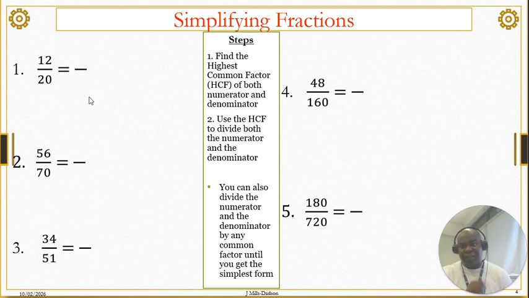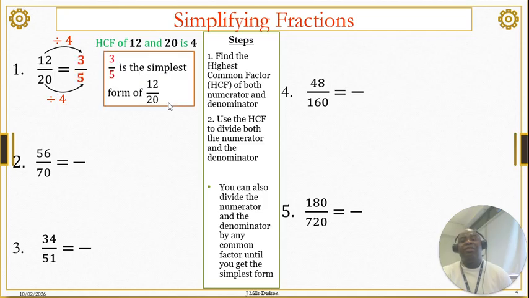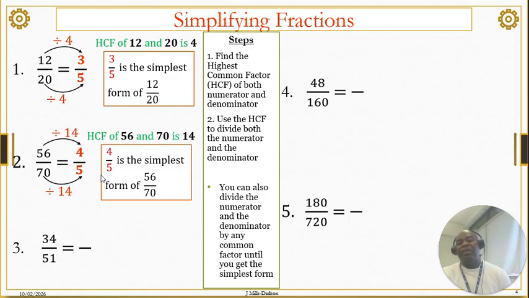So let's look at the first example. Highest common factor of 12 and 20 is 4. So we divide both 12 and 20 by 4, and we then get 3 over 5. So we say 3 over 5 is the simplest form of 12 over 20. Example 2. HCF of 56 and 70 is 14. So we divide both numbers by 14. We end up with 4 over 5. And therefore 4 over 5 is the simplest form of 56 over 70.